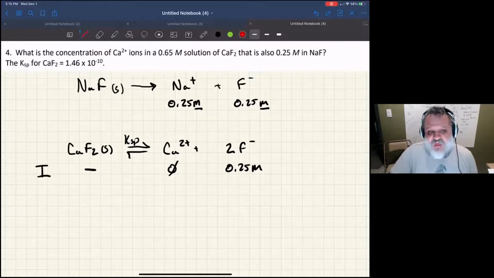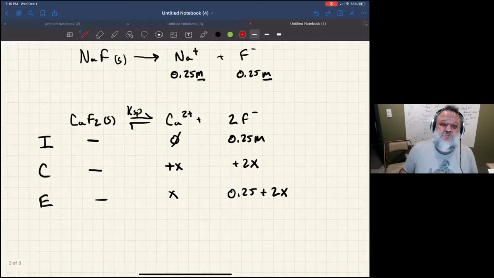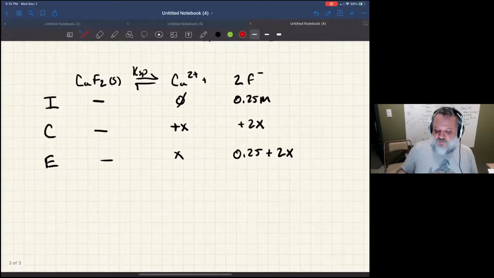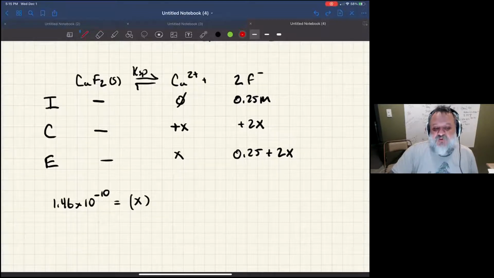But we do everything else exactly the same way. What's the change? The change is plus x here, plus 2x there. So that means at equilibrium, I have x, and I have 0.25 plus 2x. So let's write down the equilibrium expression now. I get the equilibrium constant, the Ksp, 1.46 times 10 to the negative 10th. That equals x times (0.25 plus 2x), and that entire quantity squared.